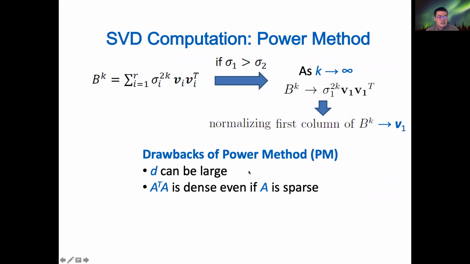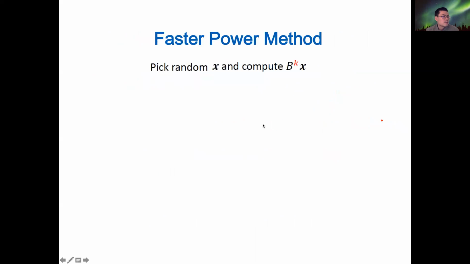So this method called the power method is not very efficient because we multiply the matrix with the matrix again and again. So there's another solution called the faster power method. What is this method about? Let's take a look. Instead of directly working on B, we pick a random vector x, a d-dimensional vector. And instead of computing B^k, we compute B^k times x.